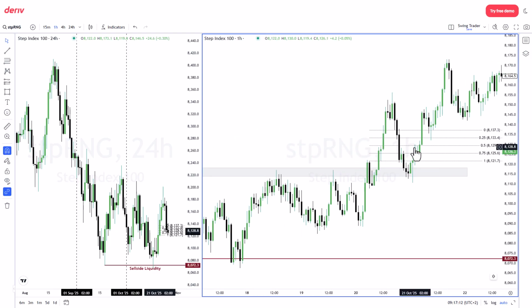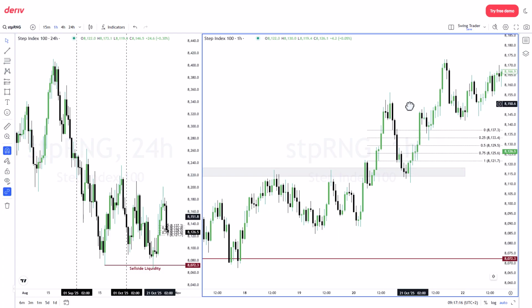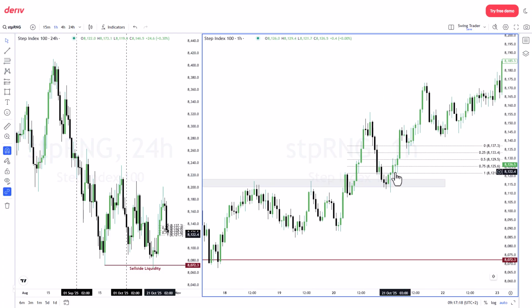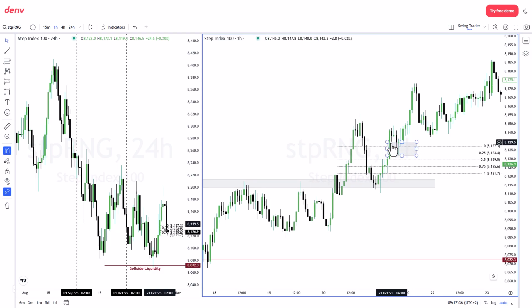what do we do with this inefficiency as we are going up? What do we do with it? We use it as a support, good people. We springboard higher. Okay, now we have this fair value gap. That fair value gap, we take it and we extend it. This is the hourly fair value gap.